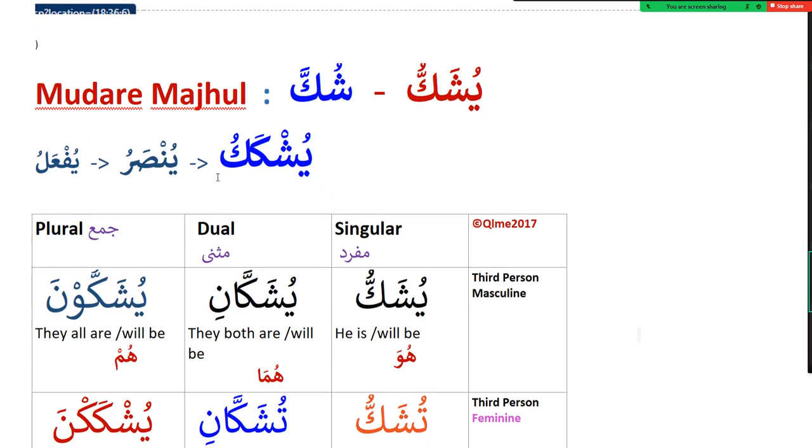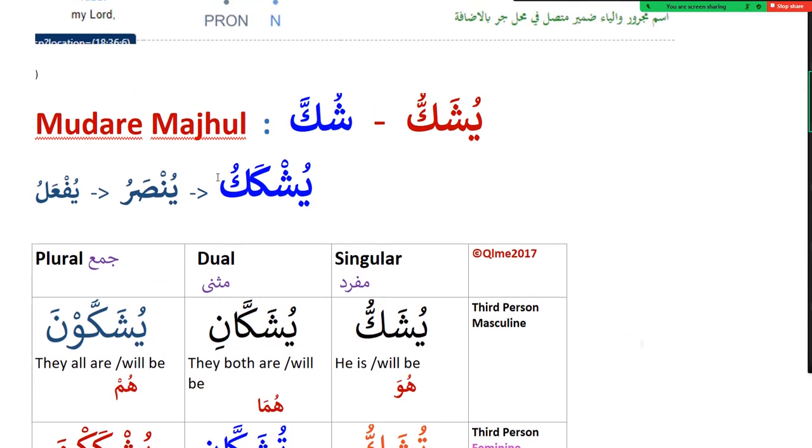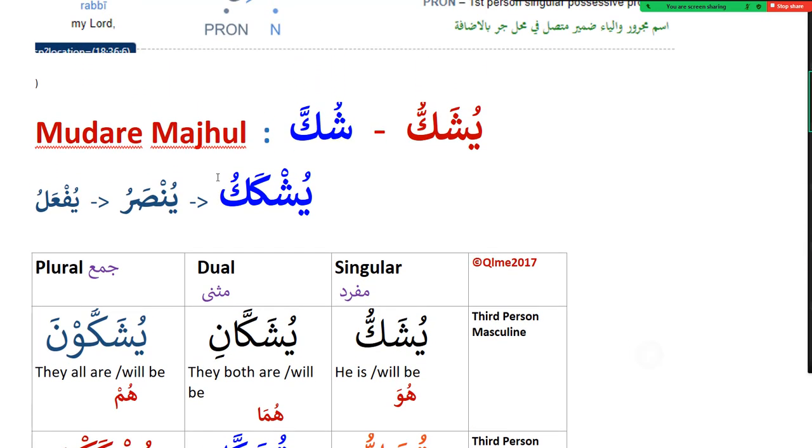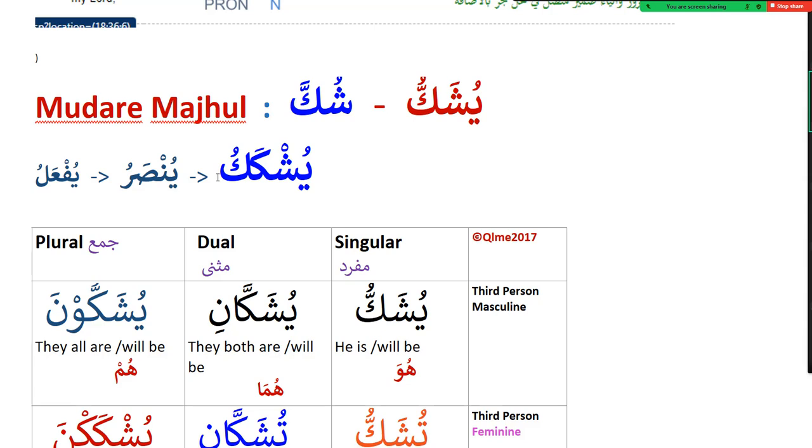Let's move to Mudari Majhul now. So how do you make Mudari Majhul? Fu'ila is Madi Majhul, and the Mudari Majhul is going to be Yufa'alu. If it was Nasara Yansuru, it's going to be Nusira Yunsaru. If you have Yashukku, it's going to be Yushkaku.